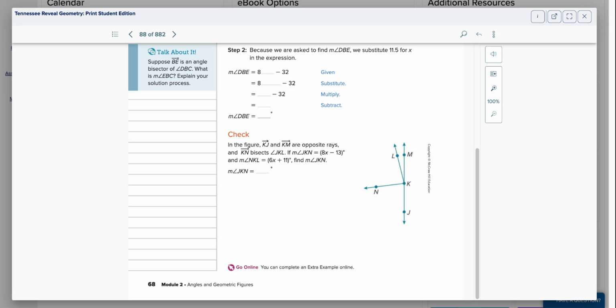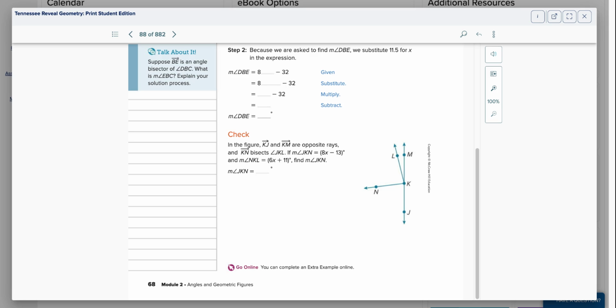All right. So it says that they're opposite rays, KM and KJ, which means it makes a straight line. So KN bisects. This is your bisector right here. And it bisects JKL. My apologies, so used to my pad. And so we're looking at these two angles right here being equal to each other.